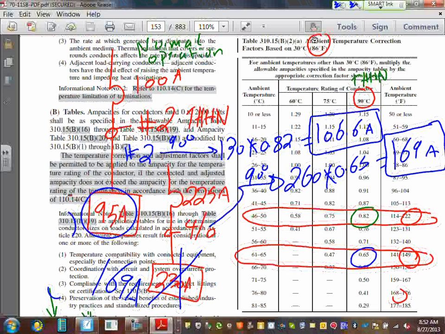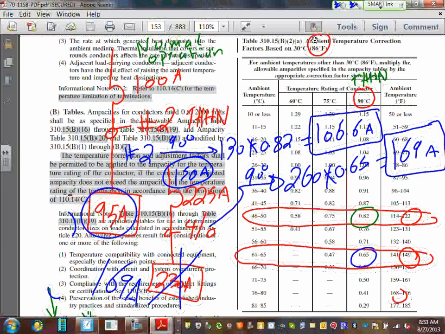169. Any comments, guys? Any questions? So that's what your derating is. Then, if this is 169 amps, the conductor cannot carry 169 amps, then your next standard overcurrent protection device will be, you're going to go down to 150. So my conductor cannot be more than 150.